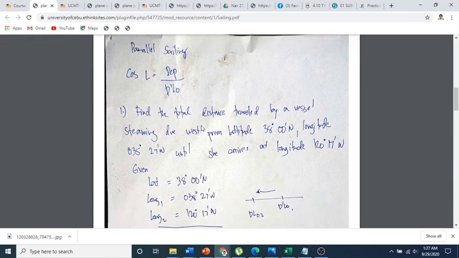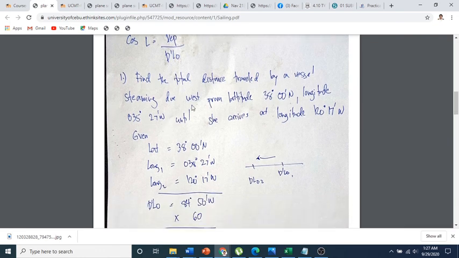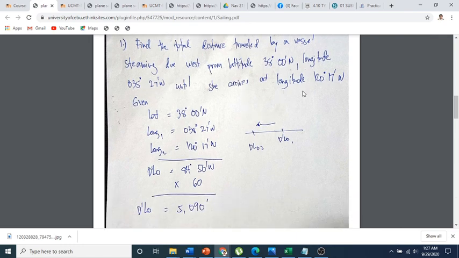Find the total distance traveled by a vessel steaming due west from latitude 38 degrees north and longitude 35 degrees 27 minutes west until she arrives at longitude 120 degrees 17 minutes west.